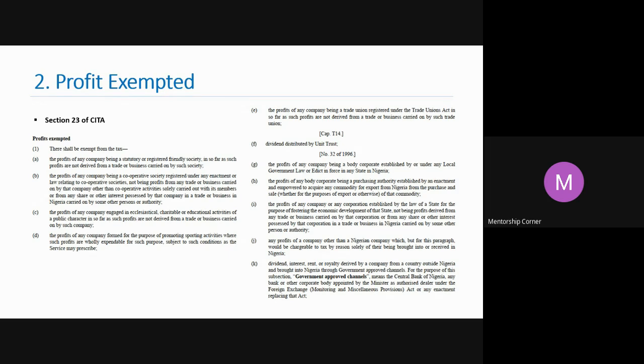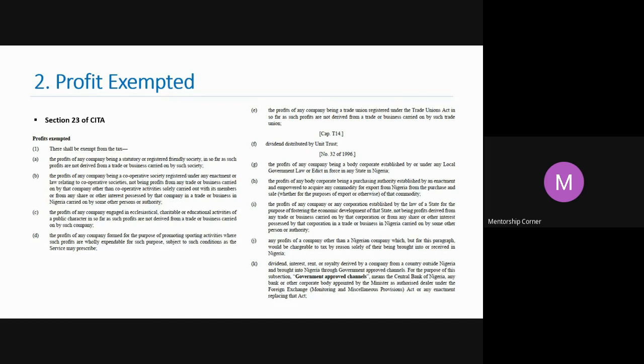So we also have profit of any company formed for the purpose of promoting sporting activities where such profits are only expendable for such purpose, subject to such condition as the service may prescribe. So those kind of profits too are exempt from CIT. Profits from trade unions registered under the Trade Union Act, those ones too, because they will be taxed under the Trade Union Act, so they will not be subject to CIT. We have a lot more of them, but there's one that I would like us to also look at.